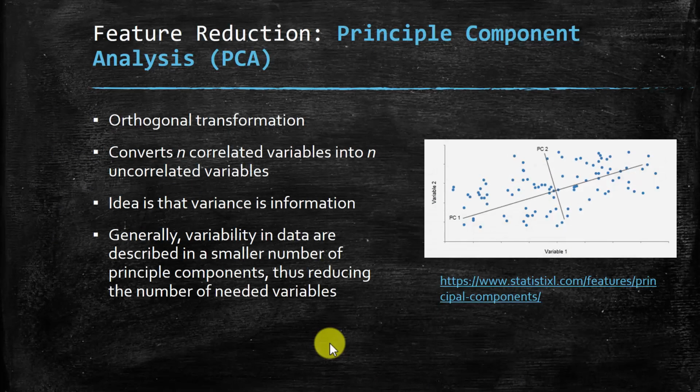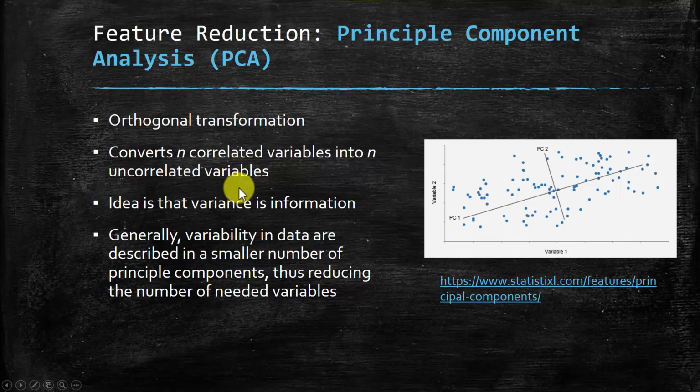Again, feature reduction, you're not selecting from the currently available features. Instead, you're trying to subset out features or create new features in a new feature space. One example of that is principal component analysis, or PCA. This is an orthogonal transformation of the data where effectively you're trying to decorrelate the data. So you're trying to create new data layers that are non-correlated versions of the original data. It converts correlated variables into uncorrelated variables.